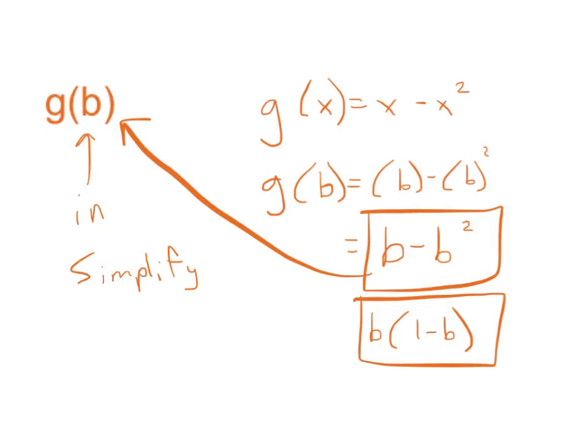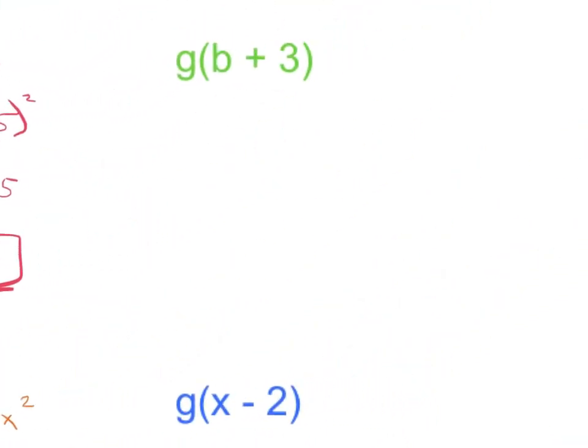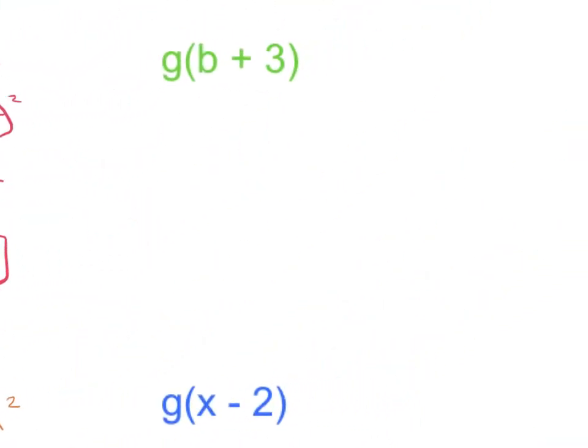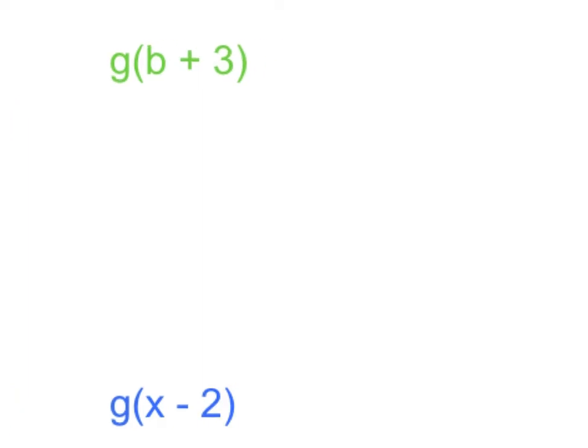All right, so let's move on to the next one, the green one over here. G of b plus 3, and this is where things start to get a little bit more interesting. For this one, we need to evaluate, or to simplify, g of b plus 3. So remember, what is g of x? G of x means x minus x squared. Okay? So what does this expression mean? It means that you are supposed to input what? You are supposed to input this thing, that entire thing, wherever you see an x.